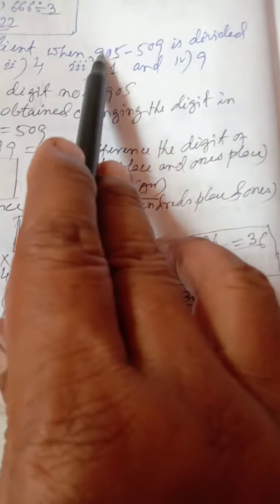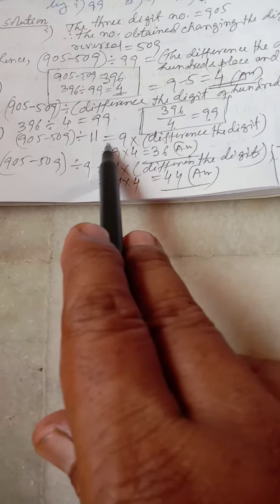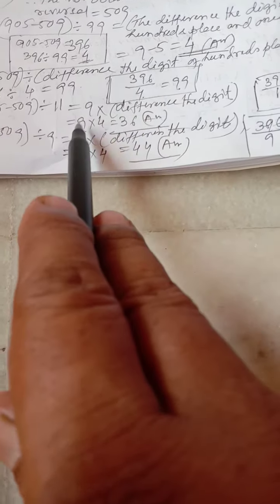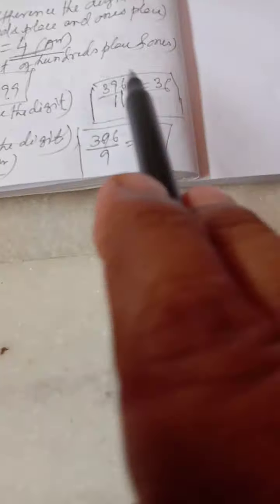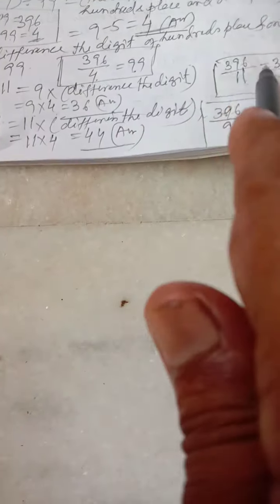When you divide this difference by 11, what will come? It will become 9 into the difference of the digits. So when you divide by 11, 9 into the difference of the digits will come. The difference of the digits was 4, so 9 into 4 is 36. 396 was the difference of the two 3-digit numbers, and divided by 11 it becomes 36. So it's tallied.